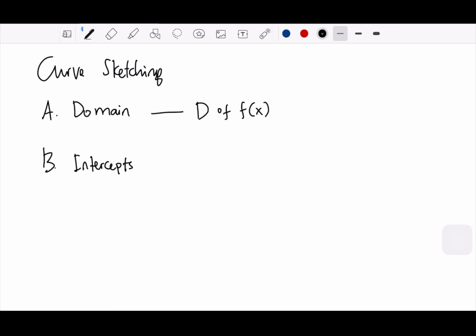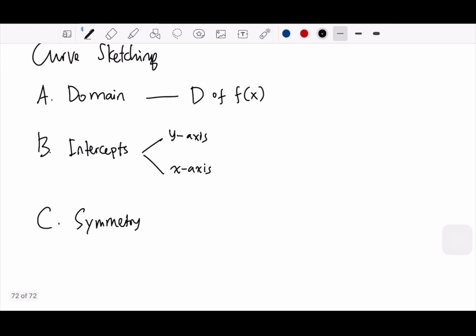We know intercepts for the y-axis or x-axis, meaning is the curve going to cross the y-axis or the x-axis, and at which point it will cross. So you can also confirm the sketching through the intercepts. And C is the symmetry: how the curve will look. Is it going to be symmetrical?